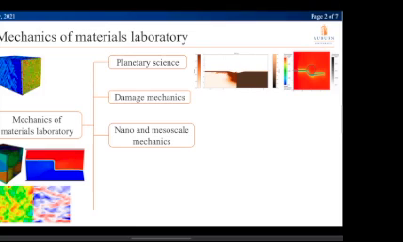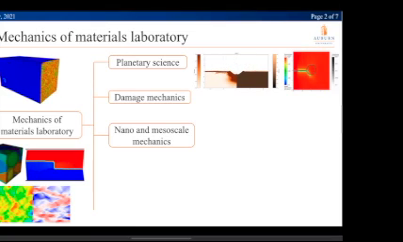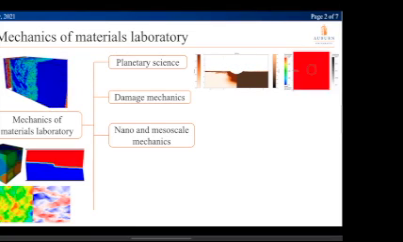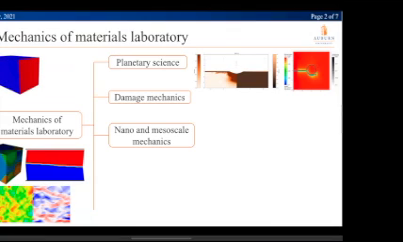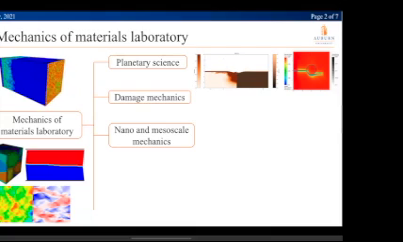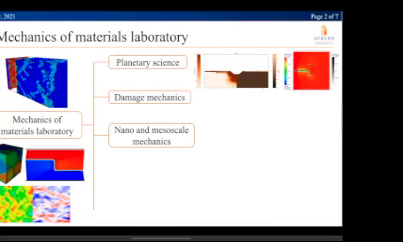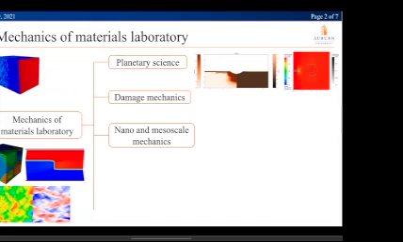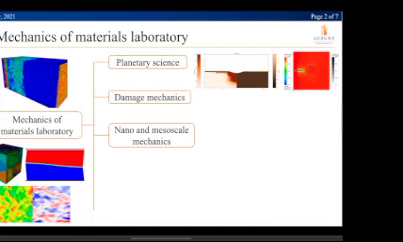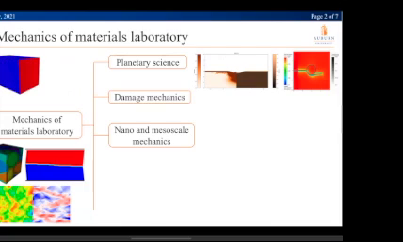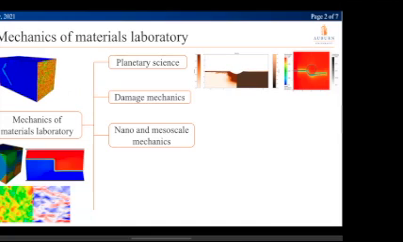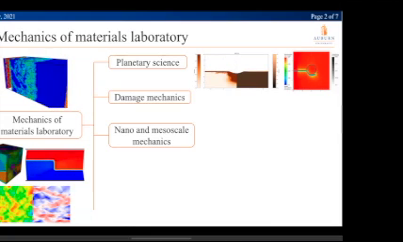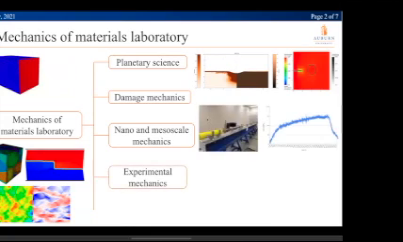A lot of my work is towards nano and mesoscale mechanics, where we look at individual atoms. We'll look at grain boundaries, and we try to predict what will happen at the macro scale using information at the lower length scale. We also do some experiments.